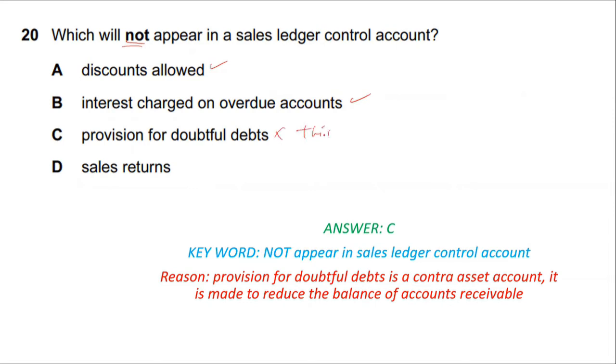This is an account by itself. It's separate, and this is a contra asset account. Option D, yes, this also is in the sales ledger control account. Hence, the correct answer for multiple choice 20 is option C.